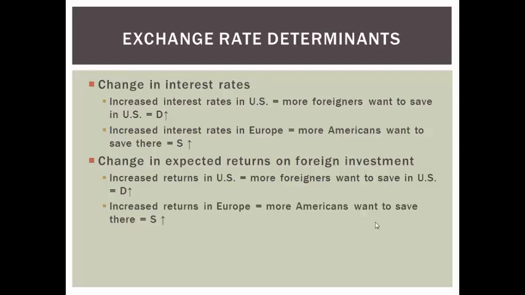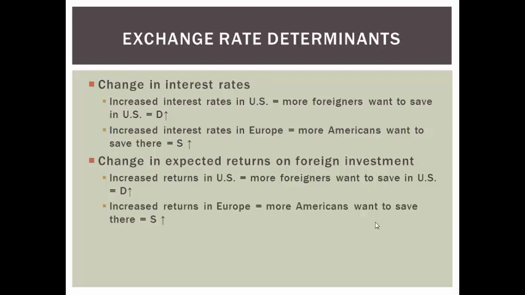With increased interest rates in the rest of the world, in Europe for example, more Americans want to save there. So as a result, we're trying to get rid of dollars by exchanging them for the other currencies. So we are increasing the supply of dollars. Change in expected returns on foreign investment is very similar. Increased returns in the United States, our stocks pay out more, foreigners want to save in the United States, demand increases. Increased returns in Europe, more Americans want to save there, so supply increases. Of course, the opposite will be true as well.